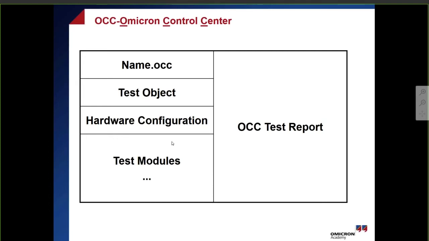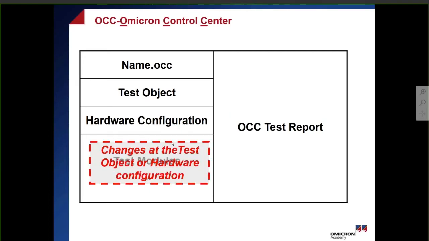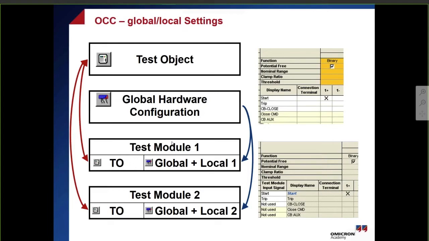On the left hand side you will find the name of the OCC, followed by the test object, followed by the hardware configuration, and later the test modules. This is an important slide to know that we have a link between the test object and all test modules. We call the main test object the global test object, which can be changed and adapted in the test object itself, or inside the test module we have local test modules.